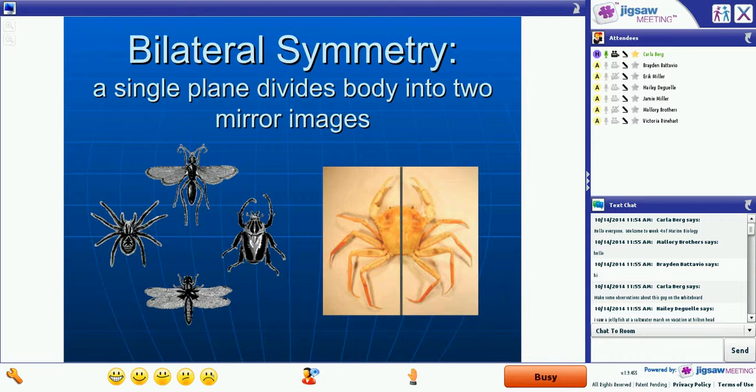Now over on the left-hand side, I have some examples of non-marine invertebrates that also exhibit bilateral symmetry. So go ahead and take a look at those four. You could take and divide those animals right down the middle and create an equal right and an equal left-hand side.